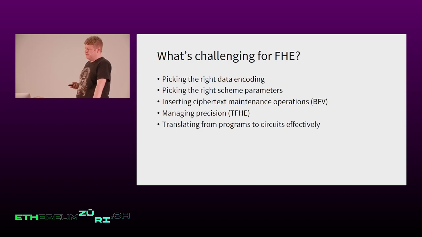So, what's challenging for FHE? You have to pick the right encoding, how you want to map your data onto the underlying plaintext values. You have to choose the right scheme parameters. You have to insert ciphertext maintenance operations as appropriate, for example, relinearization with BFV. You have to choose the right amount of precision you want to use if you want to use TFHE. And then finally, you have to make an efficient circuit that performs the calculation you want to do.